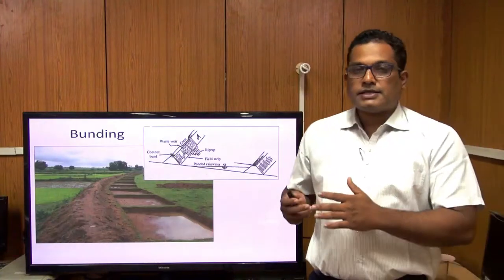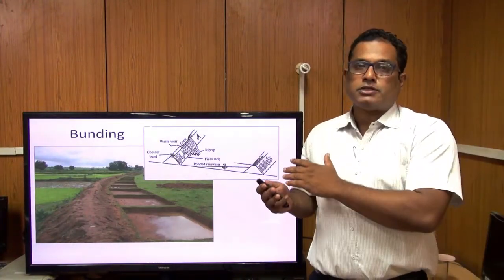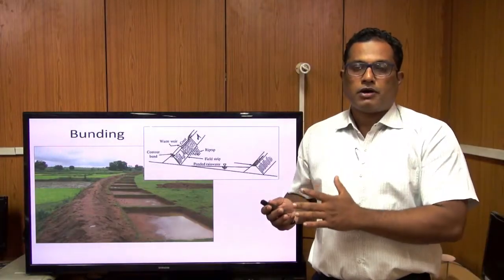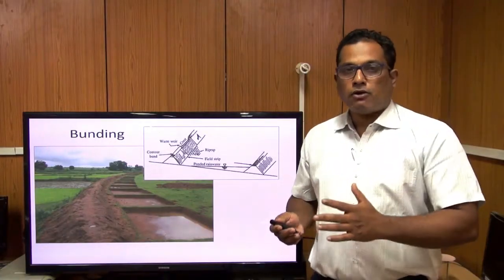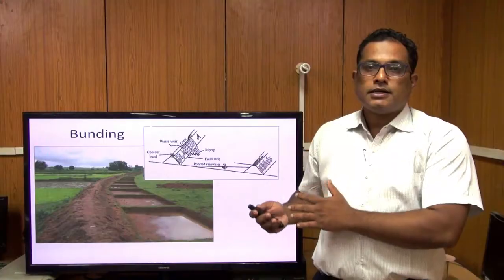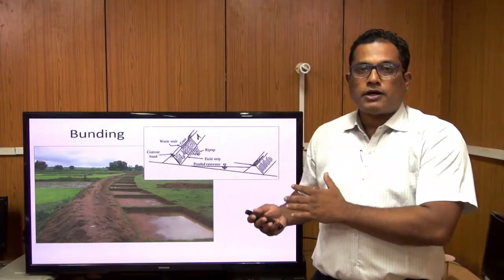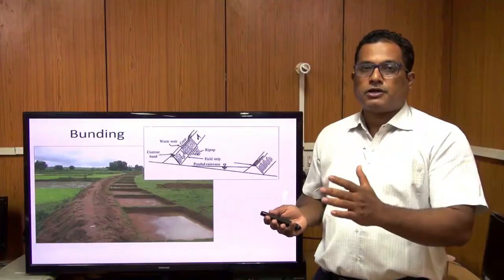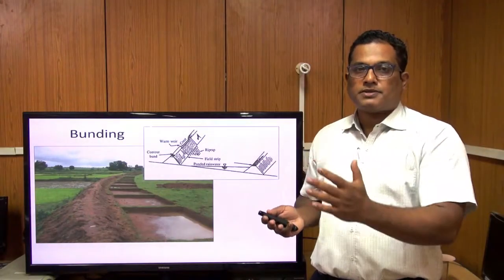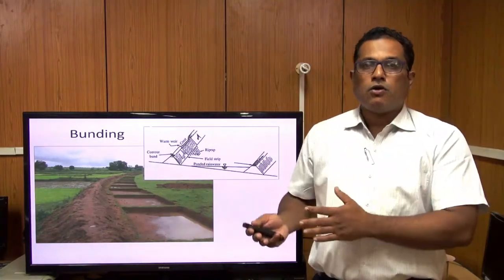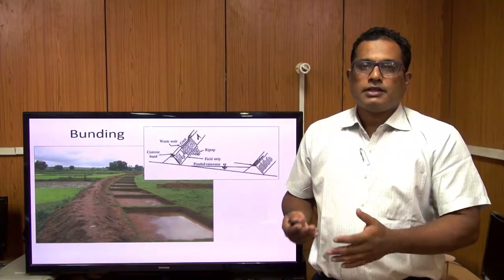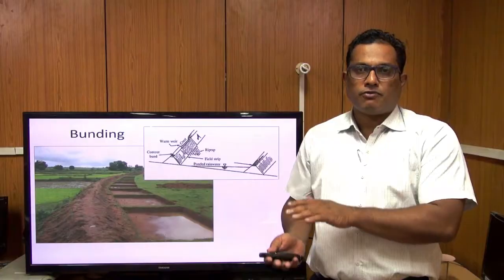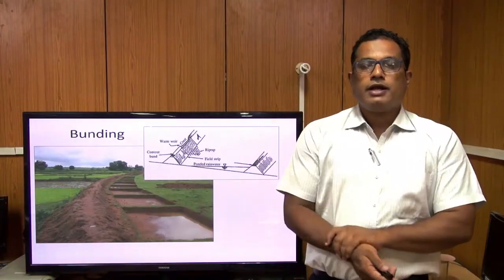So as a result, for the crop which is grown in the upstream side of the bund, there would be enough moisture content, and also it will augment the groundwater table. If you conserve the water, if you pond the water in the upstream side for sufficiently long time, there will be infiltration, and as a result, the water regime of the soil will increase.